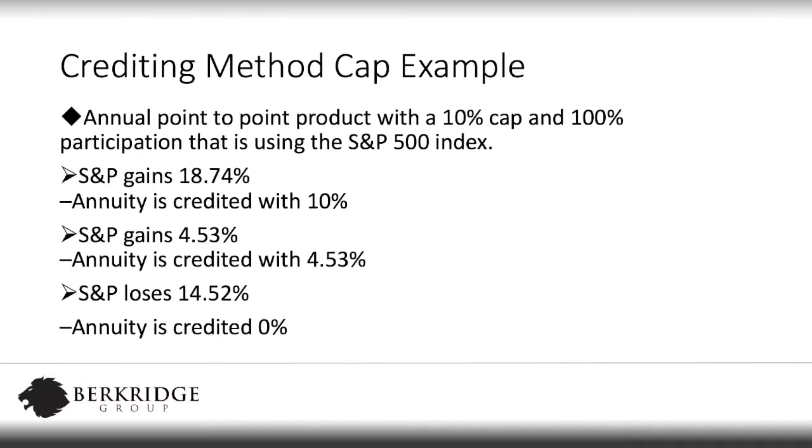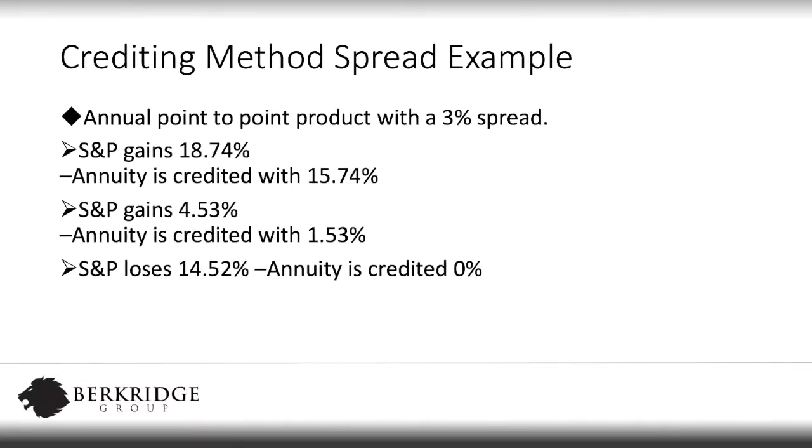Annual point-to-point product with a 10% cap, 100% par rate. Those are the assumptions. Here we go. S&P gains 18%, we're credited 10%. It gains 4.53%, we're credited 4.53%. We lose 14%, we're credited 0. So 0 is the floor. This is within our floor and cap of 10%, and this is an amount in excess of the cap, so we get 10%. There's your summation of the cap example.